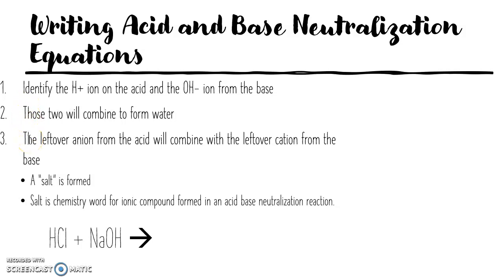The leftover anion from the acid will combine with the leftover cation from the base. That's going to make something called a salt. And salt is just a chemistry word for the ionic compound formed after an acid and base neutralization reaction. So we'll look at this.